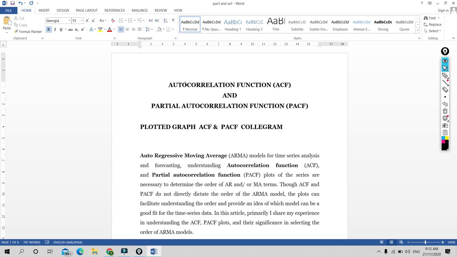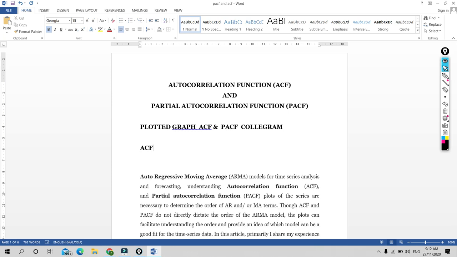Now, before we can plot this graph, the autocorrelation function and partial autocorrelation function, we have to know how to calculate or find the ACF and PACF. Now, to find the ACF, you can use the ordinary correlation function or correlation coefficient. So you can use this correlation coefficient to plot this graph.